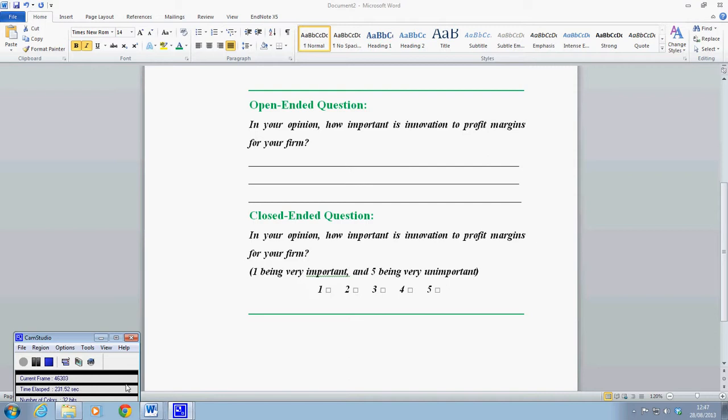Finally, something that's important to remember: both of these questions can be used for factual and non-factual questions. So you can use an open-ended question to ask a factual question or an opinion question, but in general the open-ended questions are used for opinion questions. But again, a closed-ended question could just as easily be used, as we've seen in this example, for an opinion question.